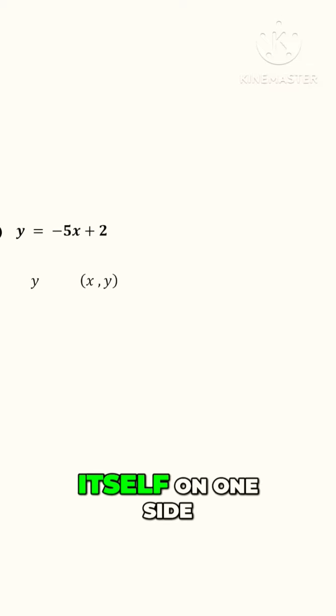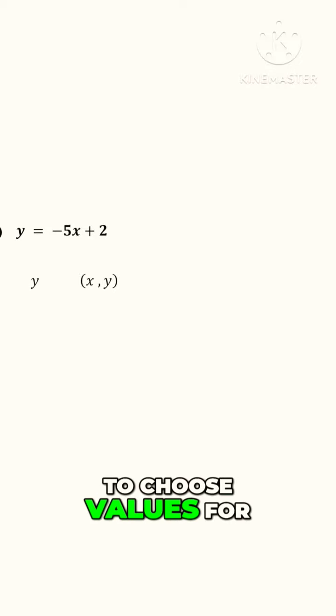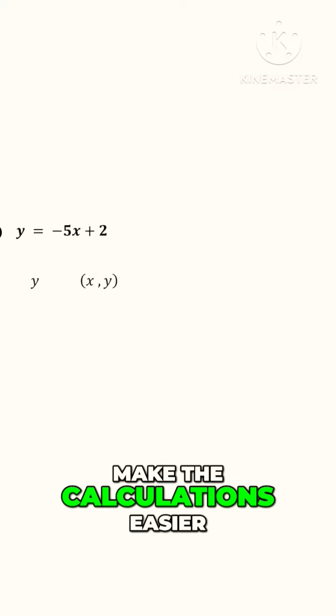When y is by itself on one side of the equation, as in this example, it is usually easier to choose values for x and then solve for y. Since we are finding three solutions, let's pick three values for x. Let's choose x equals -1, 0, and 2. You can also pick other values for x, but it is best to choose those that make the calculations easier.